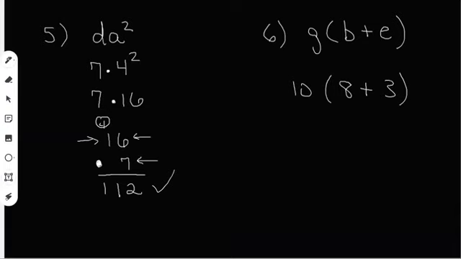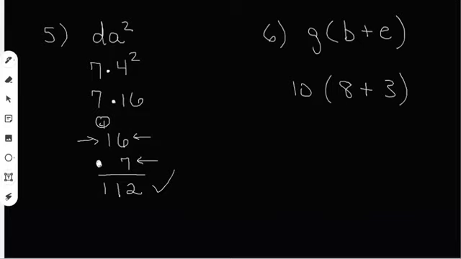And the reason why I do that is because of the substitution principle, right? We talked about that on the first slide. So I know that G and 10 are the same thing. I know that B and 8 are the same thing. And I also know that E and 3 are the same thing. So I can replace E with 3 and B with 8 and G with 10.